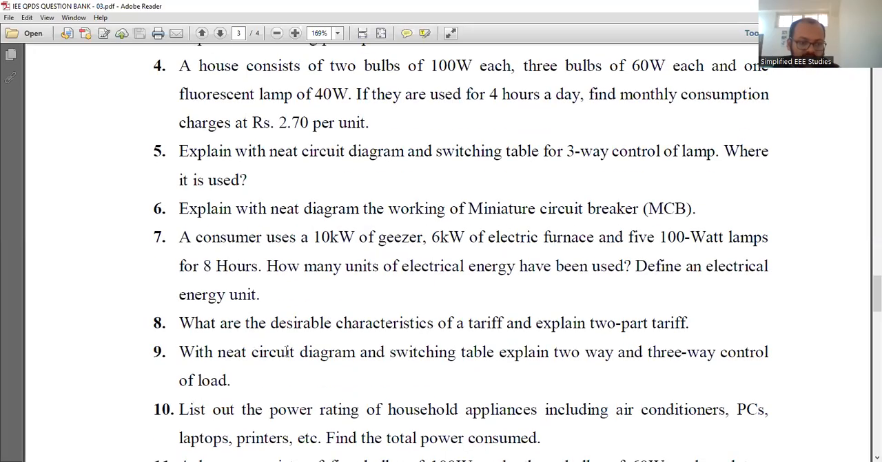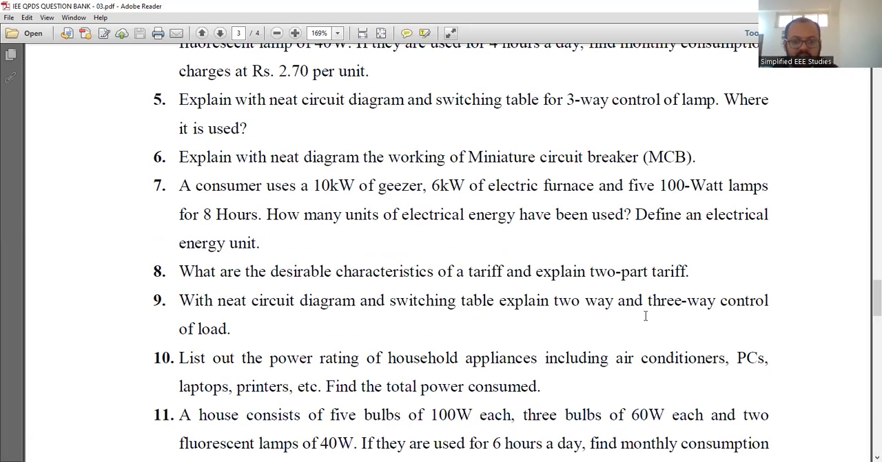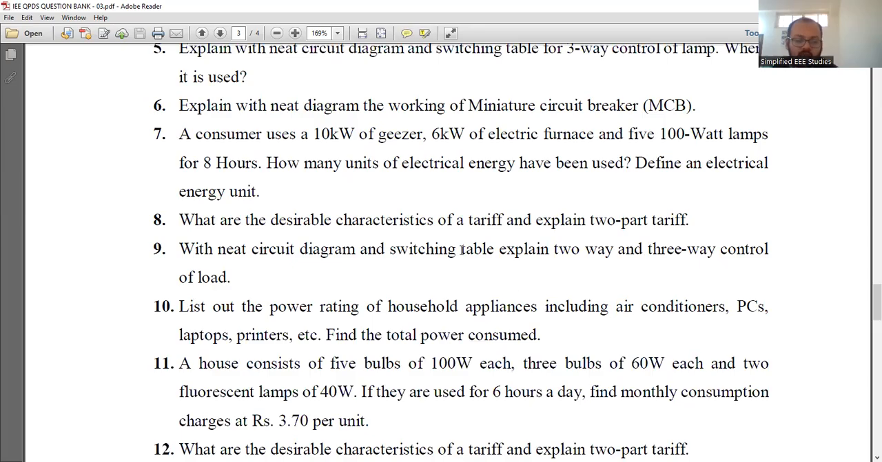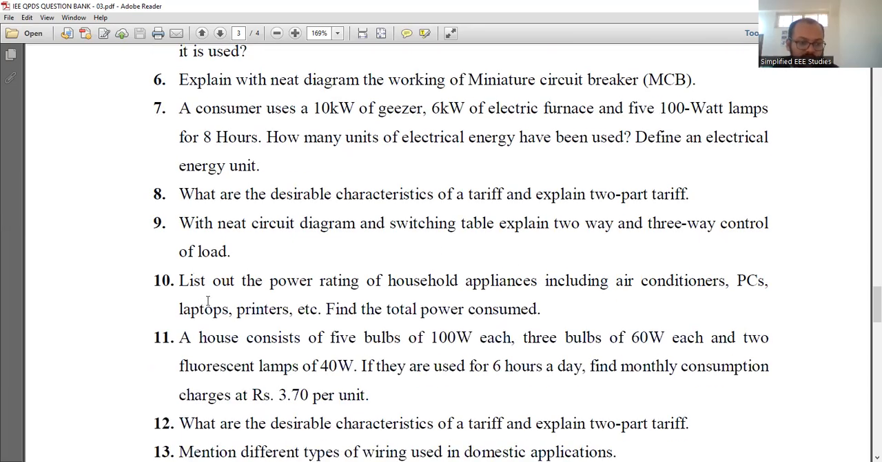With a neat circuit diagram, explain the switching table of two-way and three-way control of lamp. We already discussed it. Then list out the power rating of household appliances, including air conditioner, PCs, laptop, printers, etc. Find the total power consumed. It is very easy only. I will show you how to answer this. So let me share the screen.